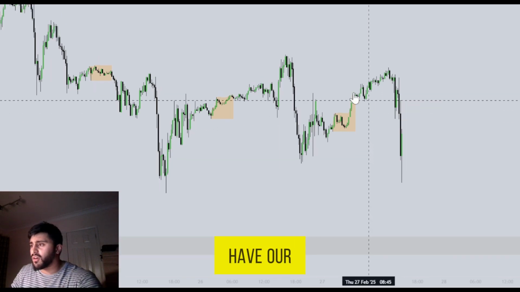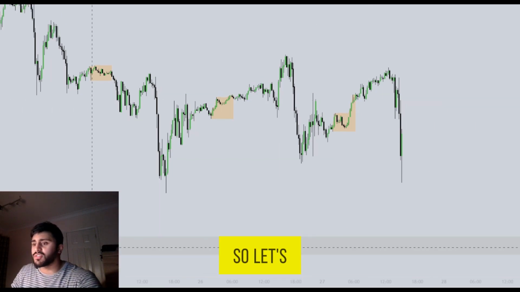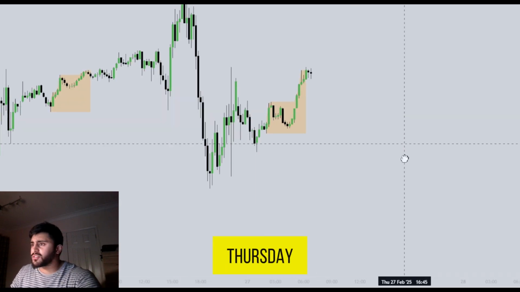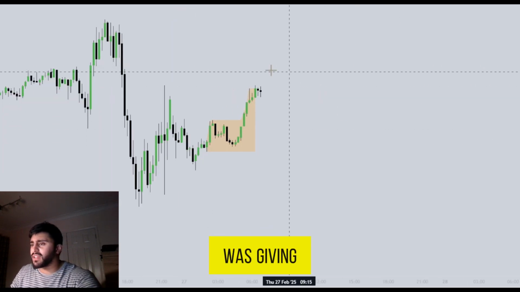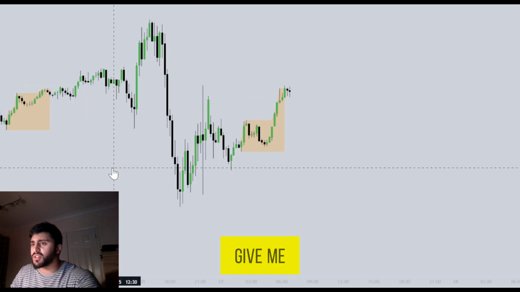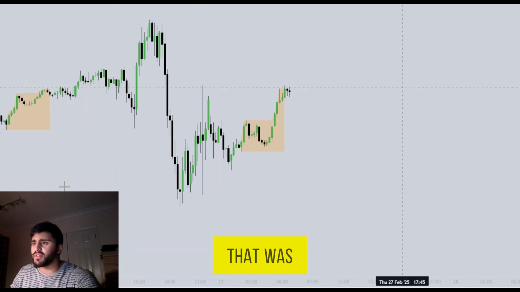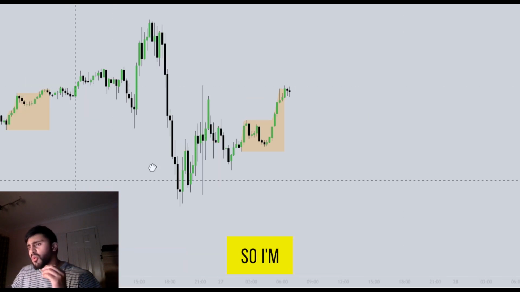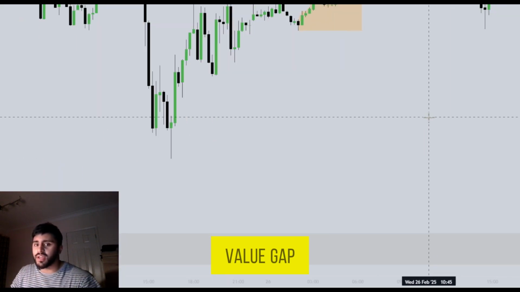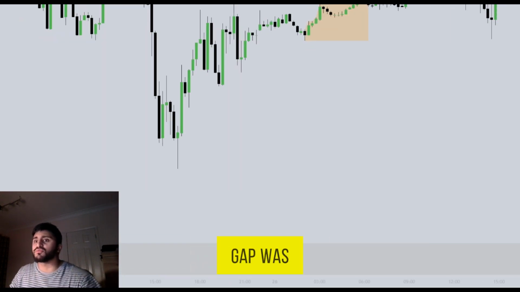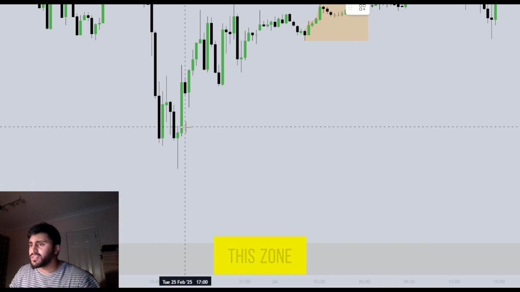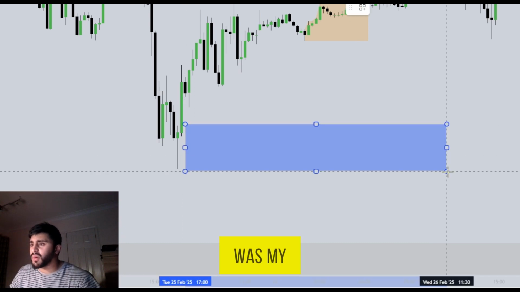Notice how we have our Asian range over here. This price action here on Thursday, sorry for the pause, was giving us this Asian range over here. But to give you some context, we had a fair value gap that was left over from Wednesday. I'm always looking for previous day fair value gaps. So this Wednesday fair value gap was resting over here. This zone over here was my main POI. So I was keeping an eye on this zone.